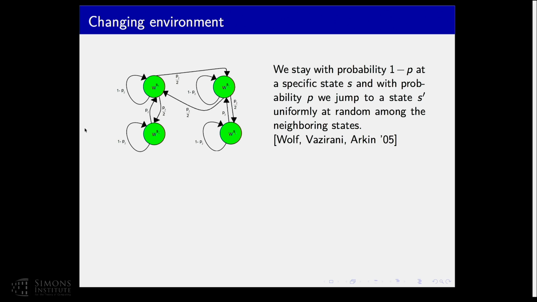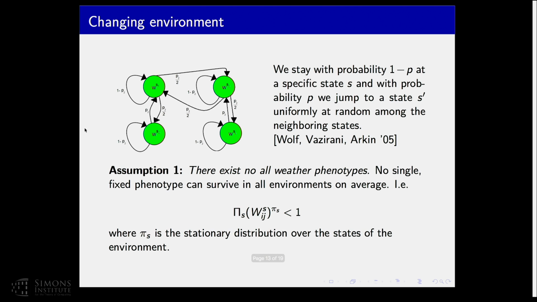Okay. So here we use a model that was introduced by Wolf, Vazirani, and Arkin that effectively says the environment evolves according to a Markov chain. With probability 1 minus p, we stay at the current state. And with probability p, we choose one of the neighbors uniformly at random, and migrate to that state. Now, in order to make the discussion about survival interesting, we have to make the setting a bit tough.